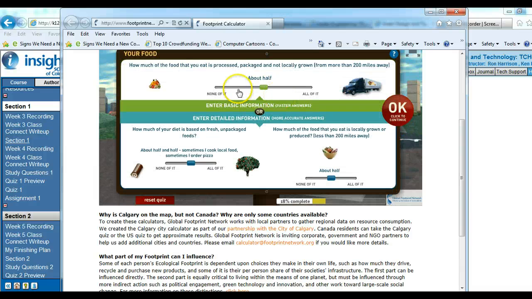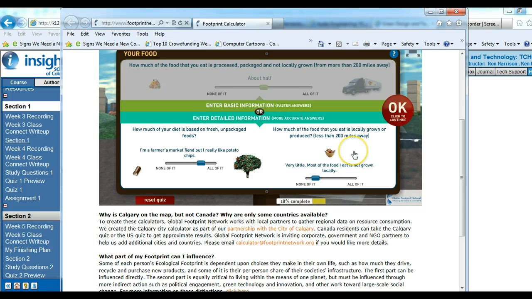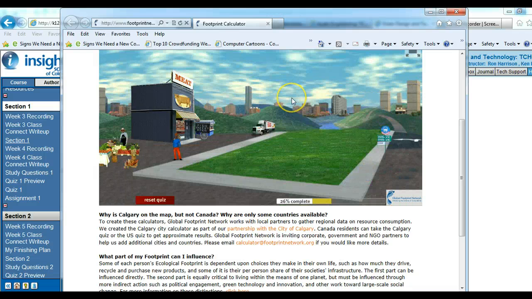So next step. Okay, fruits and vegetables. I could do just basic information or I could get detailed down here. How much of your diet is based on fresh and unpackaged food? I'd say probably right in there. How much of the food you eat is locally grown and produced, less than 200 miles away? I'd have to say almost none of it is less than 200 miles away. Mine almost all comes from the grocery store.